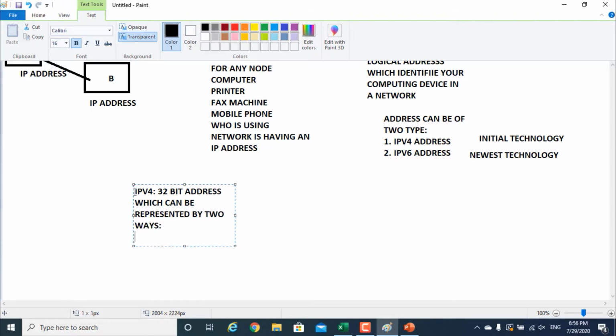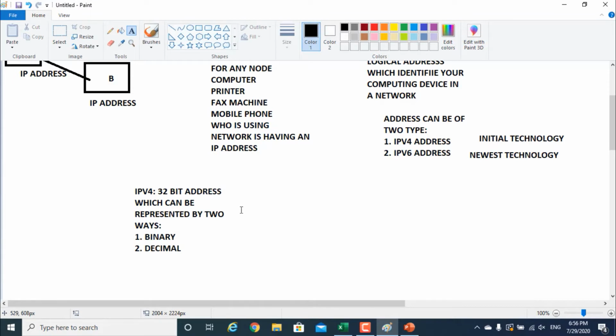What are those two ways, guys? The first one is binary. It can be represented by binary and it can be represented by decimal. So this IPv4 is a 32-bit address which can be represented by binary and also by a decimal. But this 32-bit has a specific type of structure.